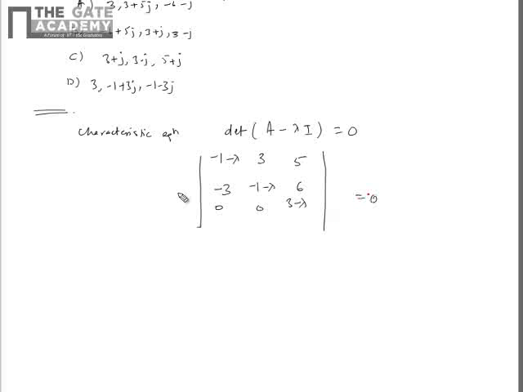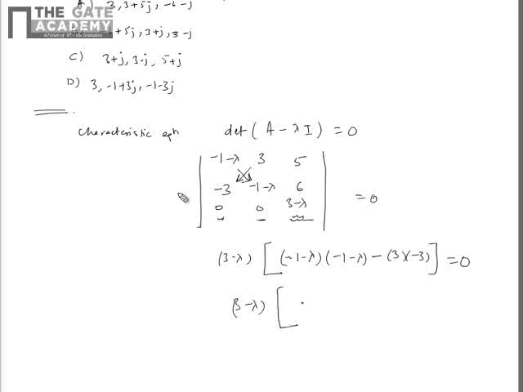Now how do we determine the det here? Let's use the last row, because these two are 0. So it will be basically 3 minus lambda into AD minus BC, that is minus 1 minus lambda into minus 1 minus lambda minus 3 into minus 3 is equal to 0. So we'll get 3 minus lambda, lambda plus 1 whole square plus 9 is equal to 0.